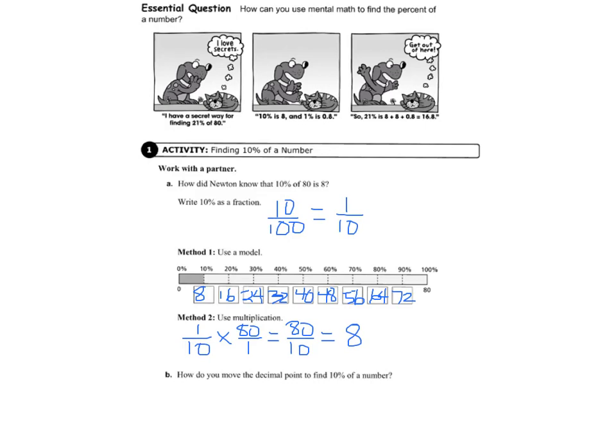How do you move the decimal point? This is letter B. How do you move the decimal point to find 10% of a number? So if you think about it, we had 80, and we just moved the decimal point one place to the left.